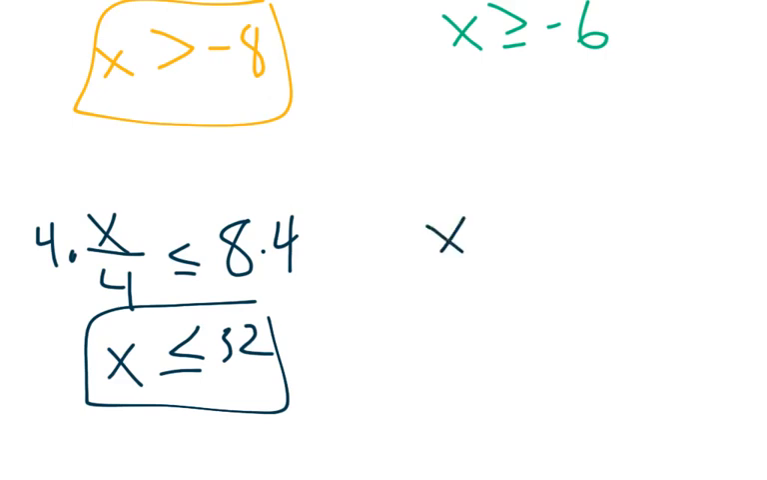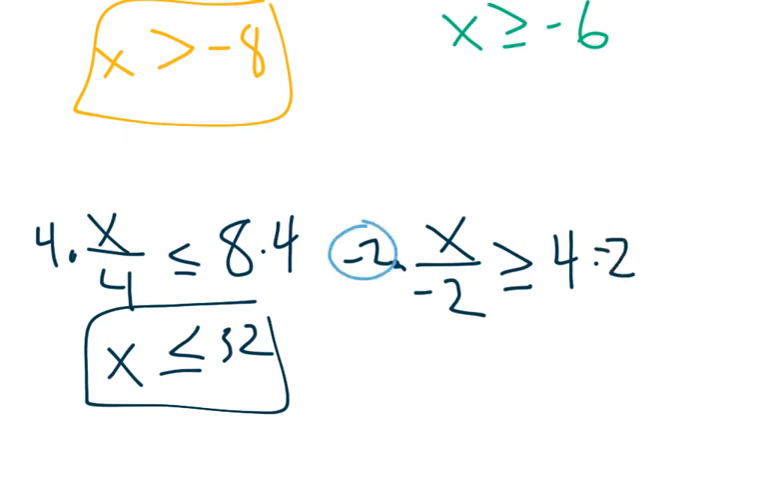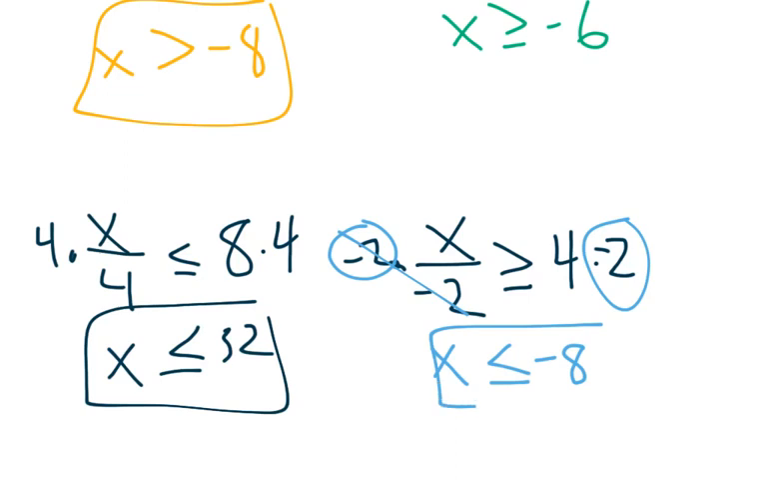But if we have something like x over negative 2 is greater than or equal to 4, now we need to multiply by negative 2. Since we're multiplying by a negative number, we're going to have to flip our inequality. x is less than or equal to negative 8.